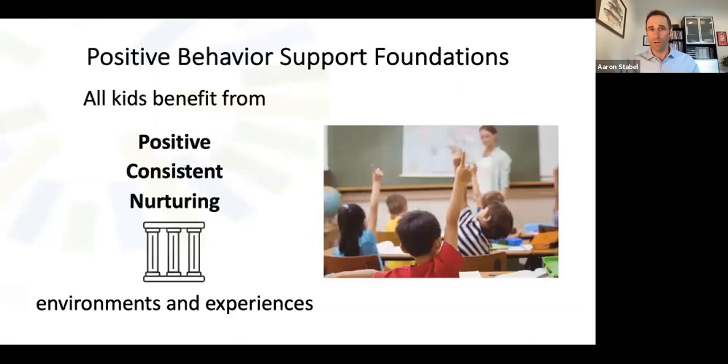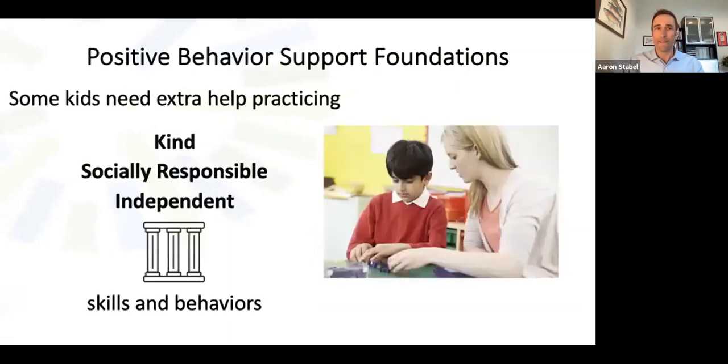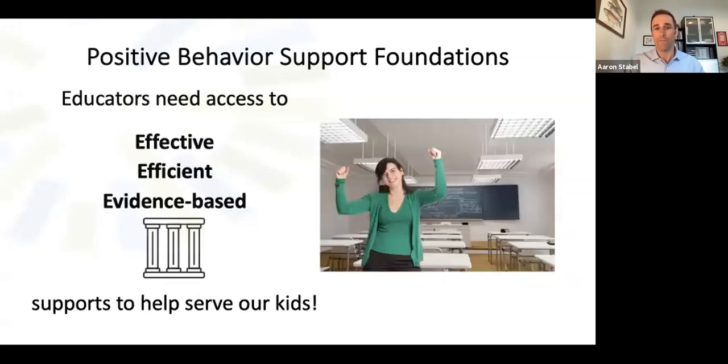A couple of things we want to think about first, and this is what we believe here at Behavior Advantage, is that all kids benefit from positive, consistent, nurturing environments and experiences. That being said, some kids need extra help practicing kind, socially responsible, and independent skills and behaviors. Despite those positive climates, despite that tier 1 PBIS support and good relationships, some kids are going to need some extra help. And it's really about the adults implementing those supports, so what they need are the most effective, efficient, and evidence-based supports in order to get those plans implemented effectively.